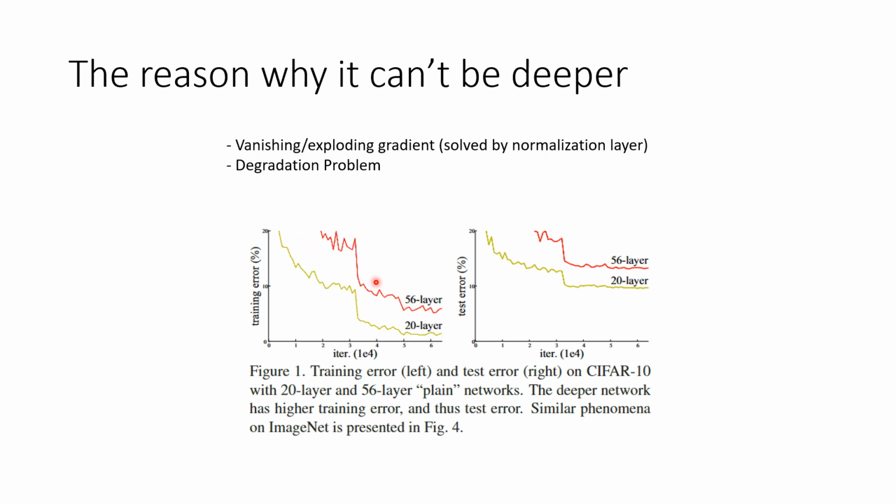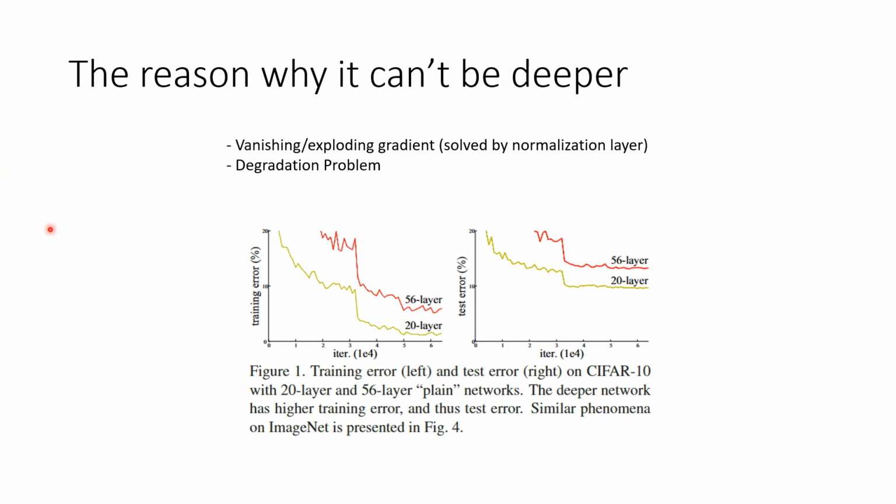The red line is the 56 layer model and the yellow line is the 20 layer model, and it represents the training error. But it's pretty odd because the 56 layer model has a higher error rate than the 20 layer one. It's quite odd because actually the 20 layer model is a subset of the 56 layer model.